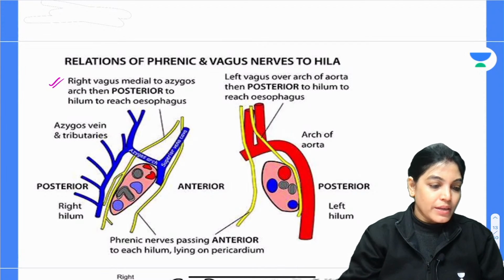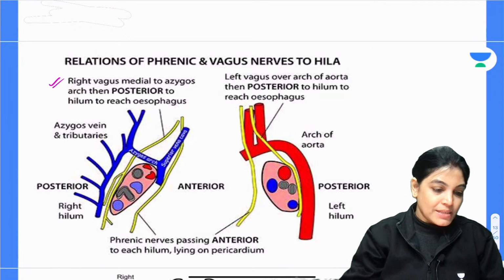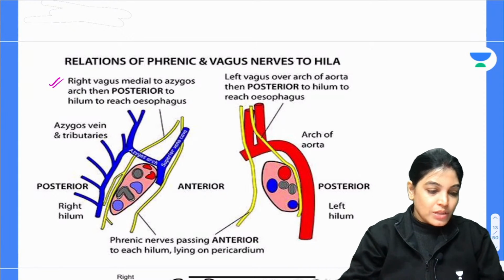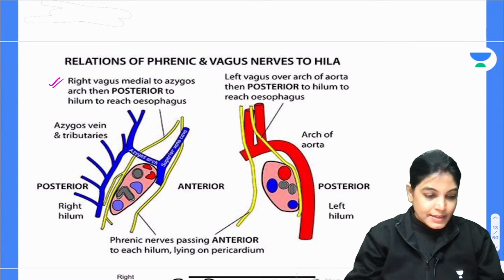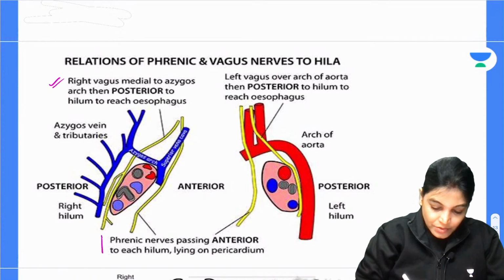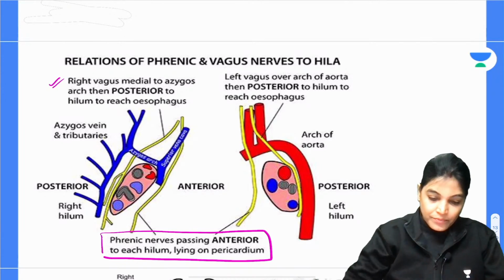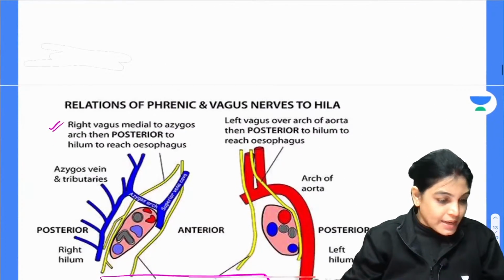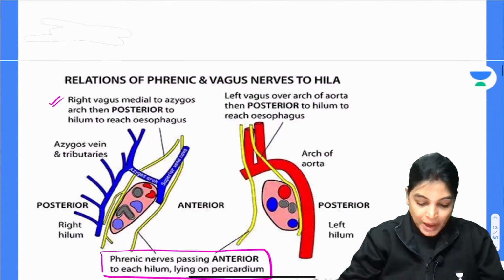I got an answer from students. Sam has given the answer, Sonu, Alam and Farhad Parvez. So, here the correct answer is phrenic nerve, and in this diagram you can see that the phrenic nerve is passing anterior to the hilum. Phrenic nerve was A, so I got an A answer from Sonu, Alam and Sam, absolutely correct.